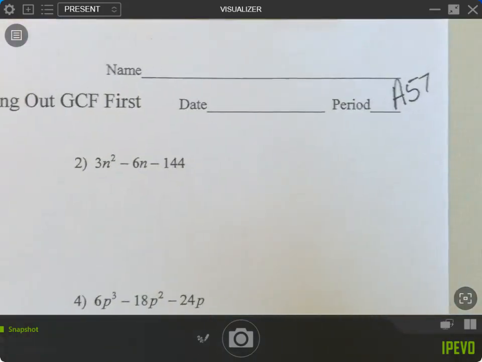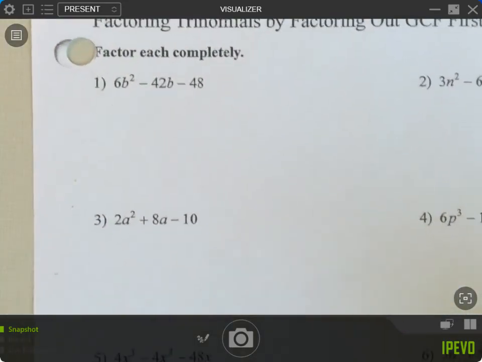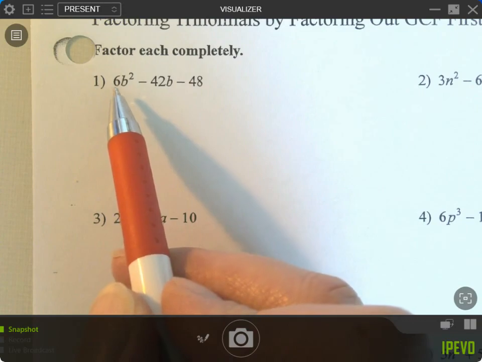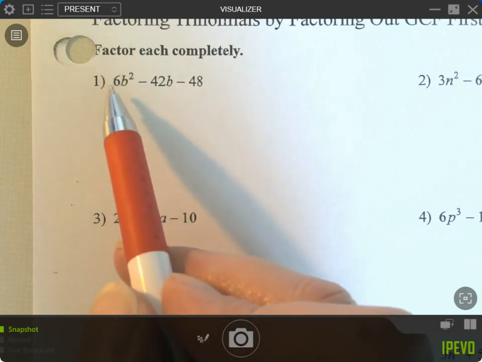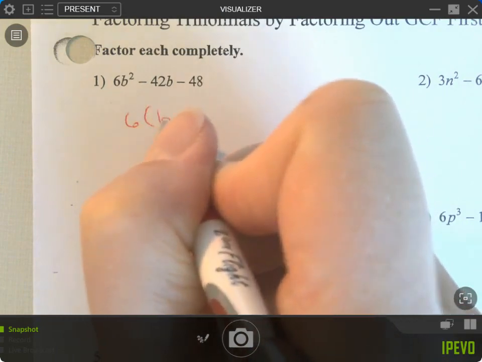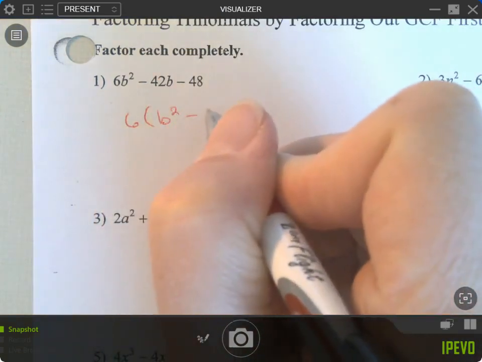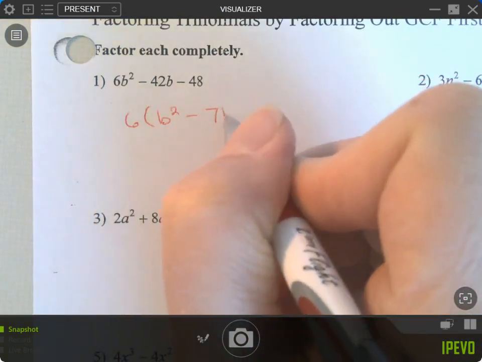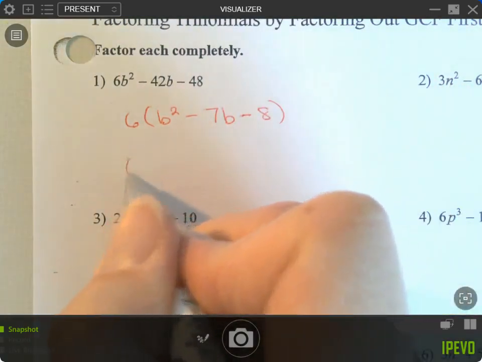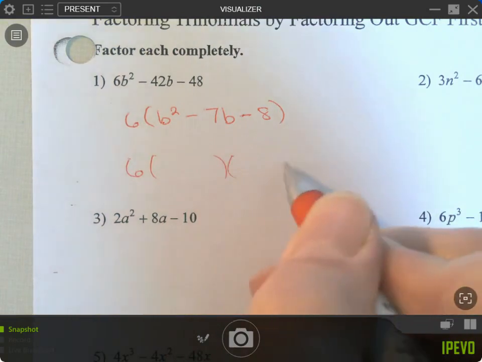All right, so we're looking at worksheet 57, and we're starting off with number 1, and I'm looking at 6 as my GCF. Now, it might have been a 3 or a 2, but 6 goes into everything. So if I take out just a 6, what's left? B squared minus 7, keep the B, minus 8. So now that I have my 6 out, I keep that along for the ride.